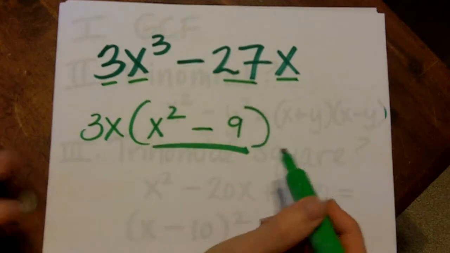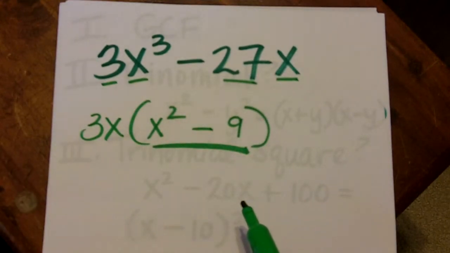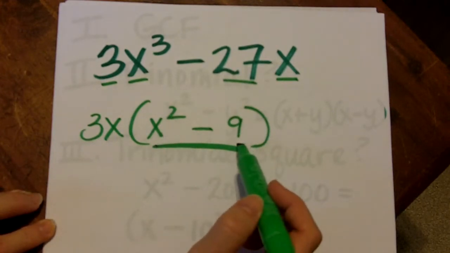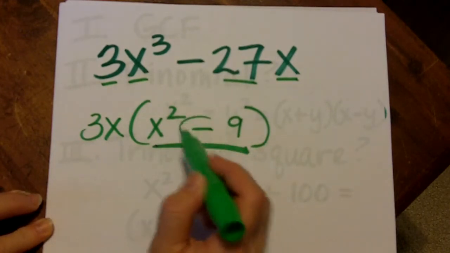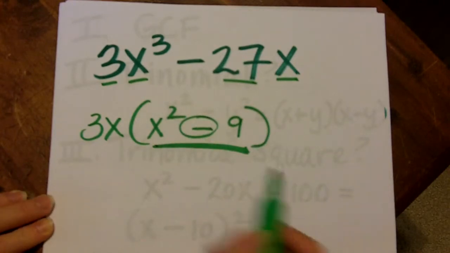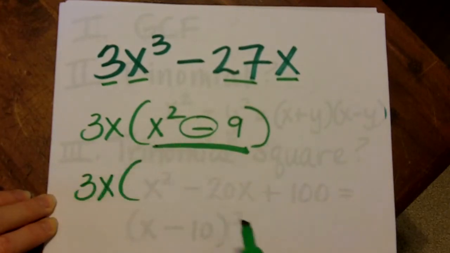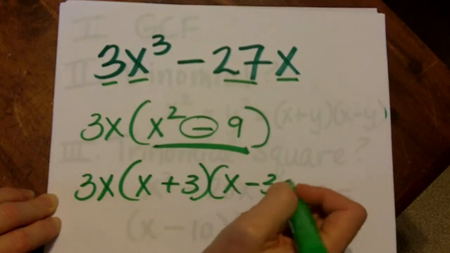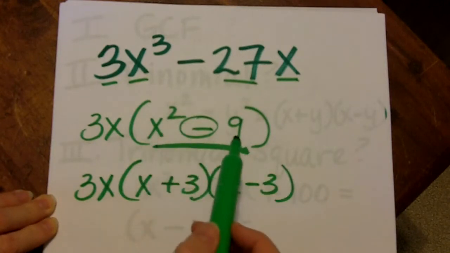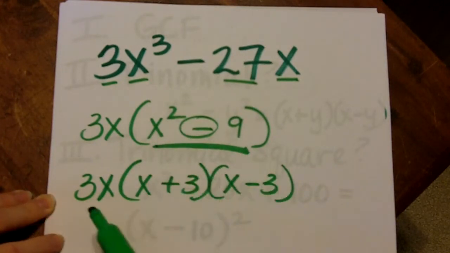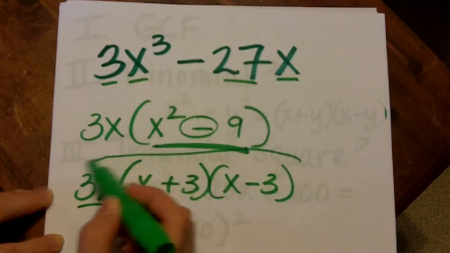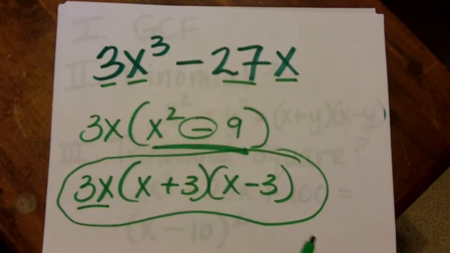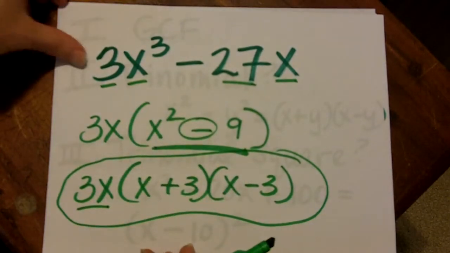Now I have a binomial left, but it's different than the other binomial I just showed you. This one, I can take the square root of x squared, and I know I can take the square root of 9, and it's subtraction, so it's the difference of squares, which tells me right away that I simply have x plus 3, x minus 3. In other words, the square root of this, the square root of that, one plus, one minus. I have the GCF that I took out. I have to keep all of that together, and that is my factor of 3x cubed minus 27x.